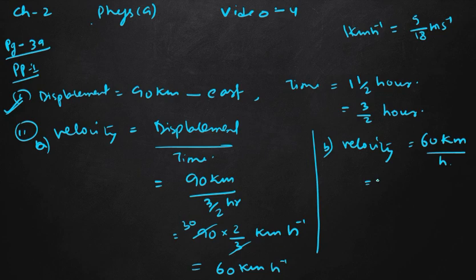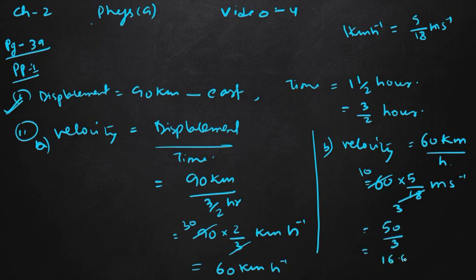So 60 km per hour can be converted into meter per second by multiplying by 5 by 18 meter per second. 6 threes are 18, 6 tens are 60, so this will be 10 into 5, 50 by 3, which is 16.67 meter per second. So this is the second point. Things are very easy, so you try to solve this. The second part, question number 2 of practice problem number 1, take as homework.